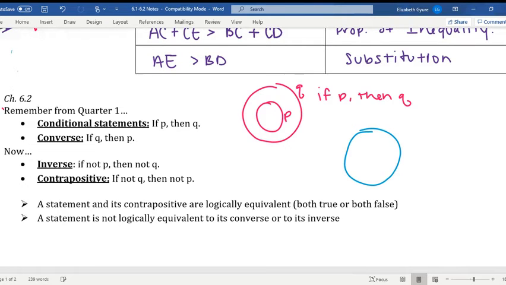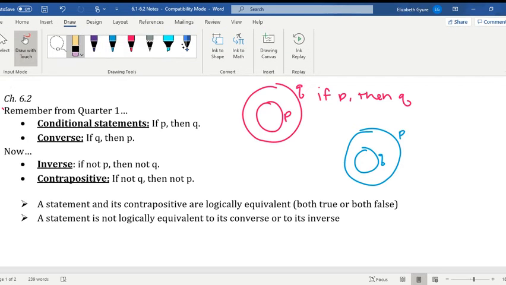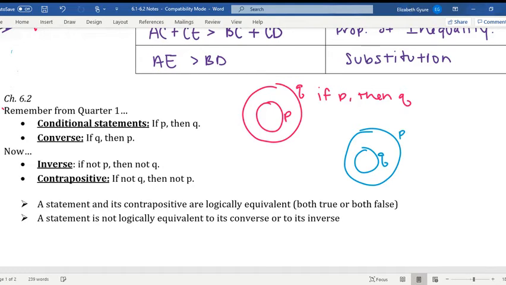So for a converse, you actually have this the other way. P is on the outside and Q is on the inside. Because if it's true for Q, my Q looks very sad. If it's true for Q, it has to be true for P because your statement is flipped. All right, now we're going to learn about two new ones, inverses and contrapositives.